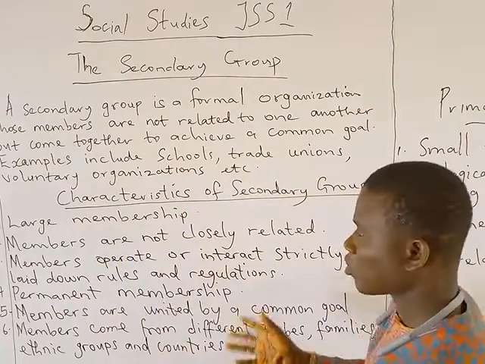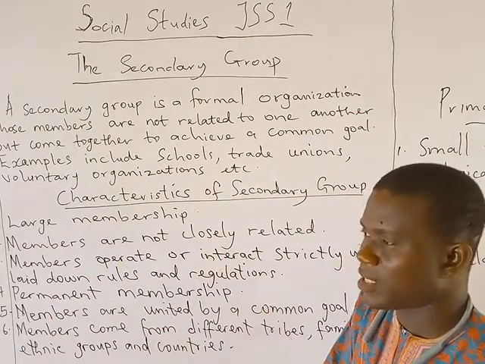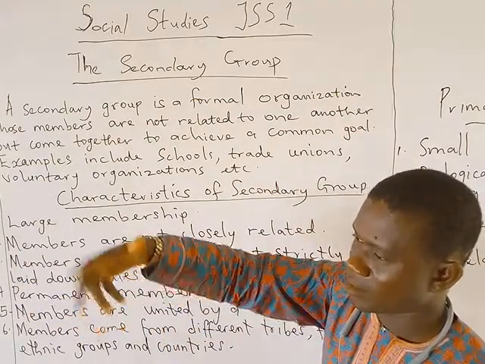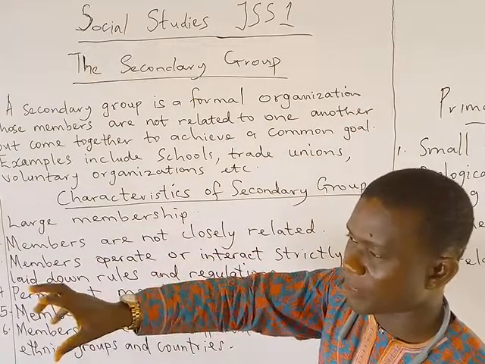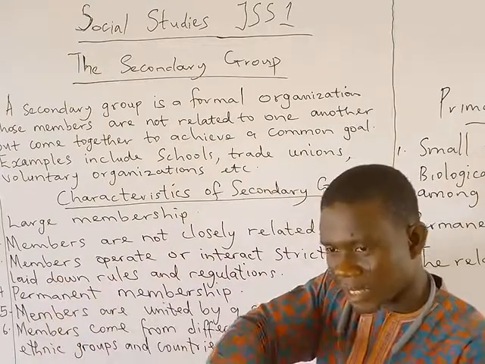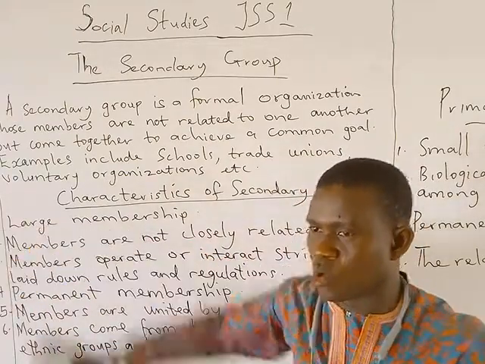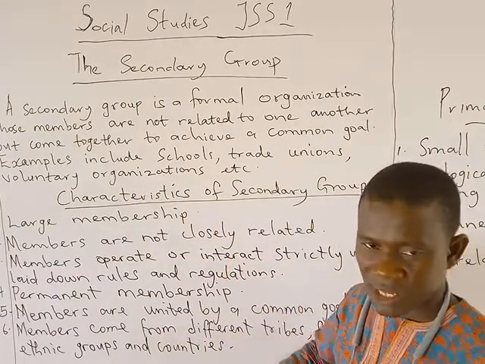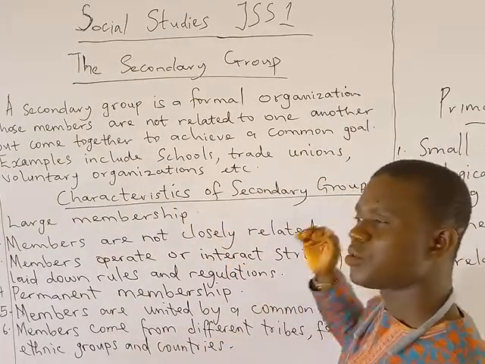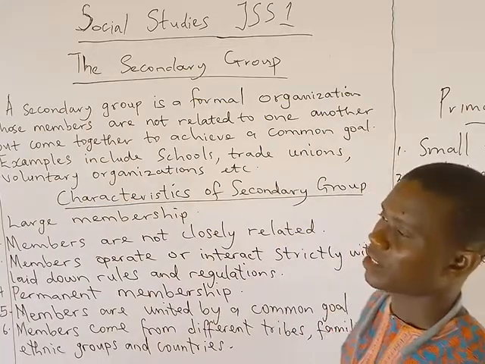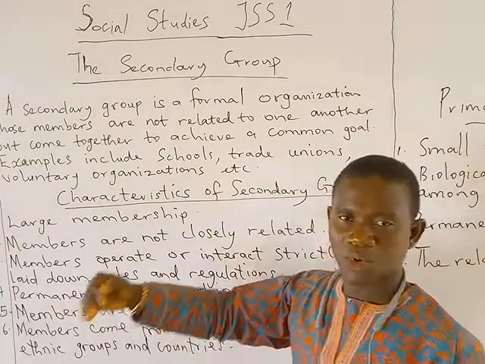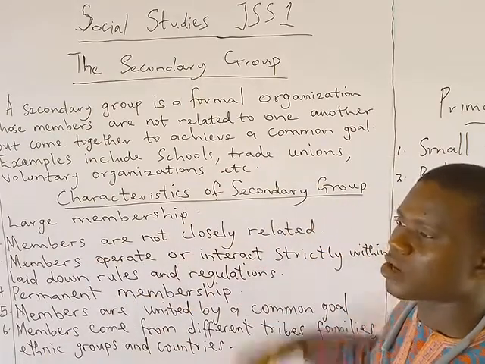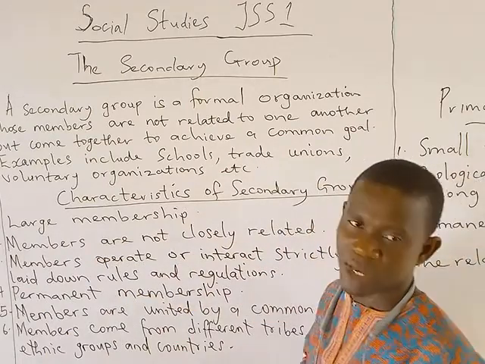For instance, family is a good example of primary group. You cannot compare the number of people in a family with the number of people in your class, not to talk of the entire school. So primary group has a small size, while secondary group has a large size. Or in other words, the membership is small in primary group, while the secondary group has large membership.